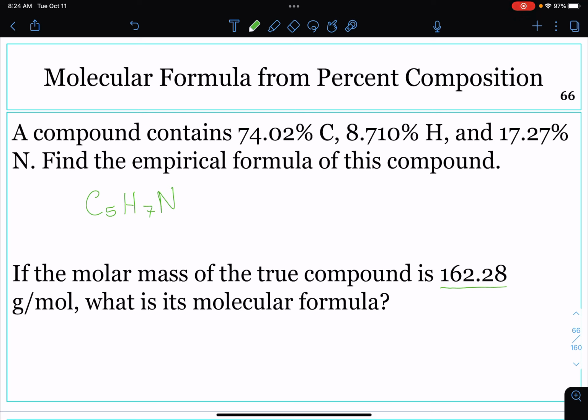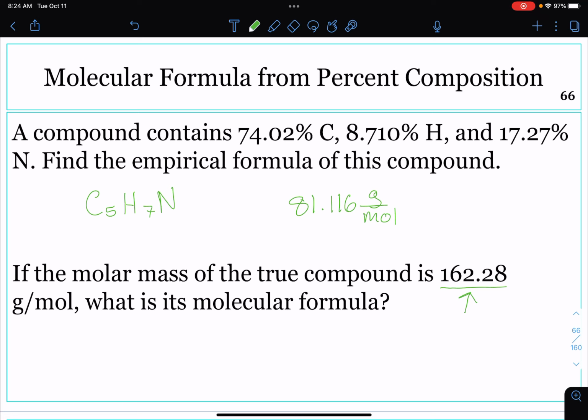We need to find the mass of this empirical formula so we can compare to the molecular formula mass that was given here. Take your calculator and periodic table and add the mass of 5 carbons plus 7 hydrogens and 1 nitrogen. If you do that, we get 81.116 grams per mole.